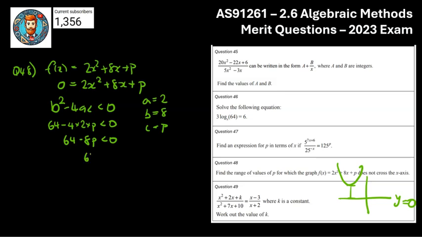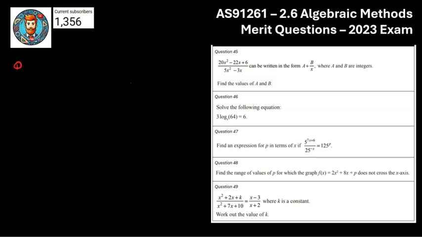So it's going to be 64. When is that going to be less than 8p? And we're going to divide by 8, right? To both sides. Divide by 8. So when is 8 going to be less than p? We can flip that around as well, actually. So when is p going to be greater than 8? And then there will be our solution. So this quadratic, this parabola, it will sit above the x-axis for any value higher than 8.